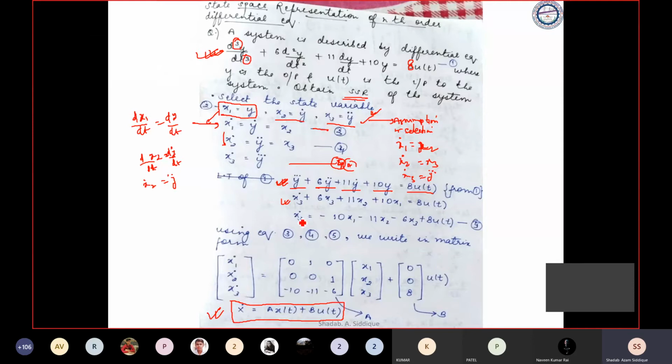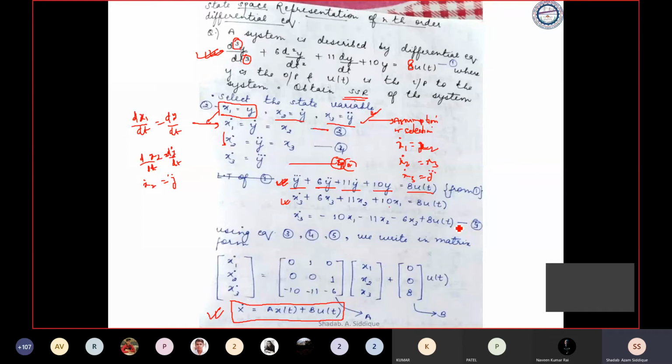So if you take x3 dot on one side and take all the terms to this side, starting from x1, x2, x3, it will be easy for us to write in matrix form. So I have written minus 10, minus 11, minus 6, plus 8 u of t, because the plus sign of 8 u of t is on this side only, and all these will be negative because we are taking them to the right hand side. So this is the equation we got.